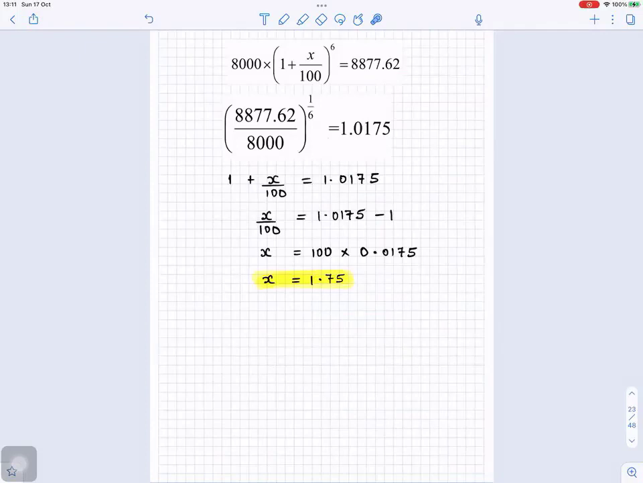So 1 plus X over 100 is equal to 1.0175, because 8,877.62 divided by 8,000. After that, we subtract 1. Plus 1 goes to the right, it becomes minus 1. X over 100 is 1.0175 minus 1. And X will be 100 times that, which is 1.75.